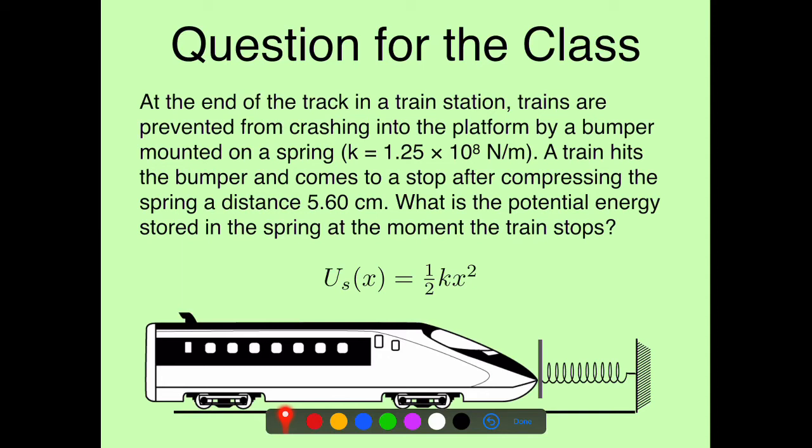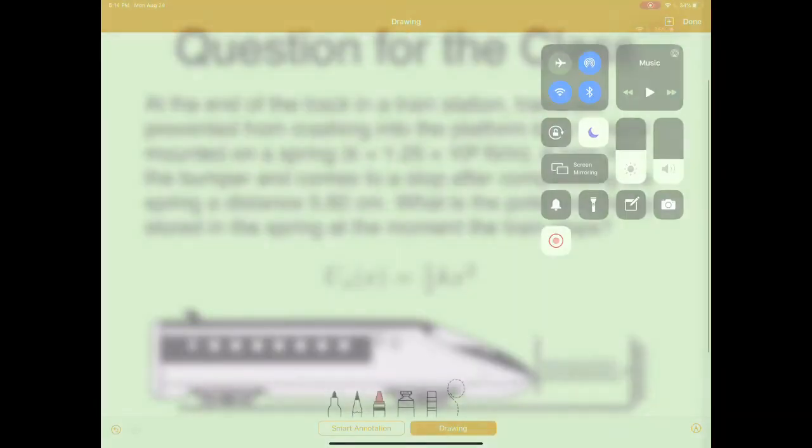So if a train hits the bumper and it comes to a stop after compressing the spring by a distance of 5.6 centimeters, so it pushes it in by 5.6 centimeters before stopping, what is the potential energy stored in the spring at the moment the train stops? So you're going to use this to calculate potential energy. Let's see what you get.